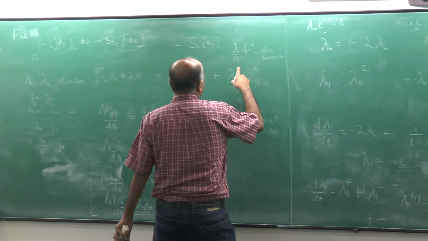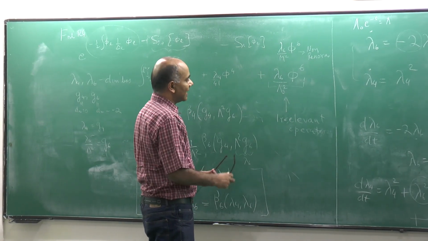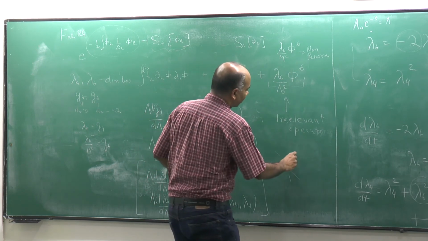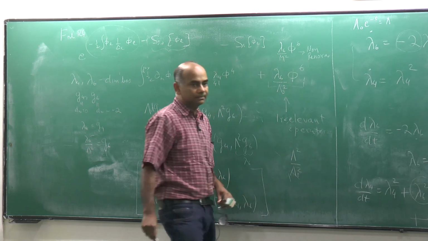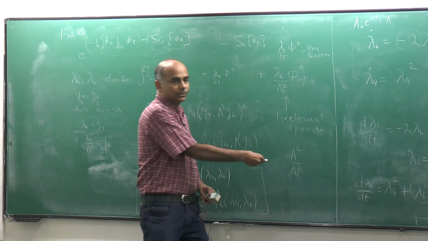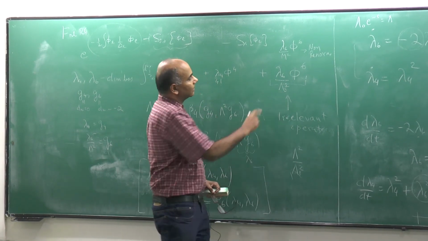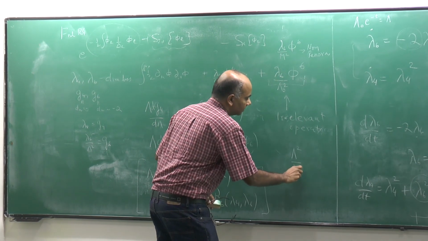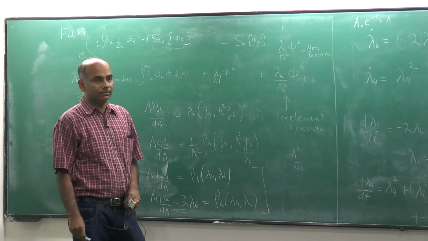So what does this damping mean actually? Damping means that your correction terms of the form lambda squared by lambda naught squared carry a factor of e to the power minus 2t. Okay? But suppose your initial term was not lambda naught squared but an m squared. Now there is no damping.